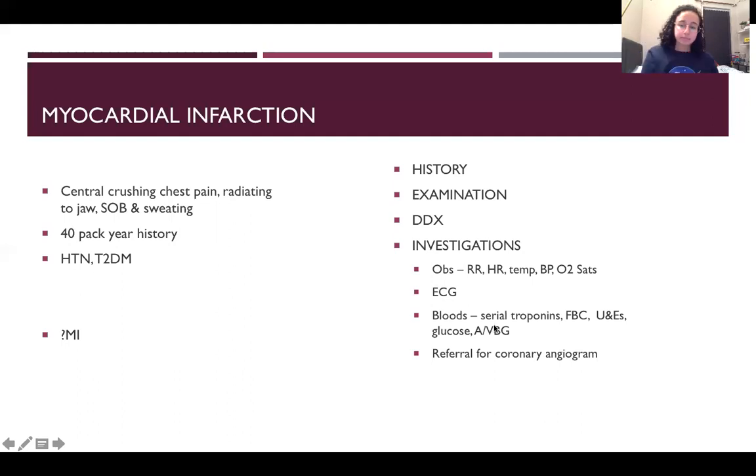So you would do a set of obs, you would get an ECG, you would do their bloods. So serial troponins, you want a full blood count, U&Es, a glucose, and an ABG or a VBG. That's absolutely fine as well. And you want to refer them for a coronary angiogram. So you're thinking about the definitive management later on. So just think about that stuff early, because it's quite time critical.